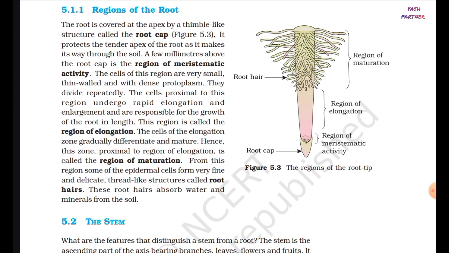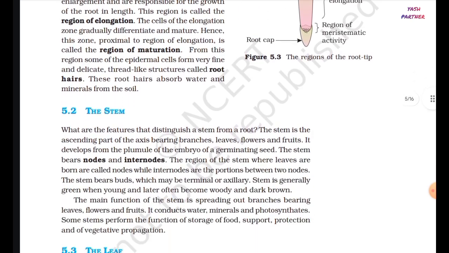They divide repeatedly. The cells proximal to this region undergo rapid elongation and enlargement and are responsible for the growth of the root in length. This region is called the region of elongation. The cells of the elongation zone gradually differentiate and mature. Hence, this zone proximal to the region of elongation is called the region of maturation. From this region, some of the epidermal cells form very fine and delicate thread-like structures called root hairs. These root hairs absorb water and minerals from the soil.